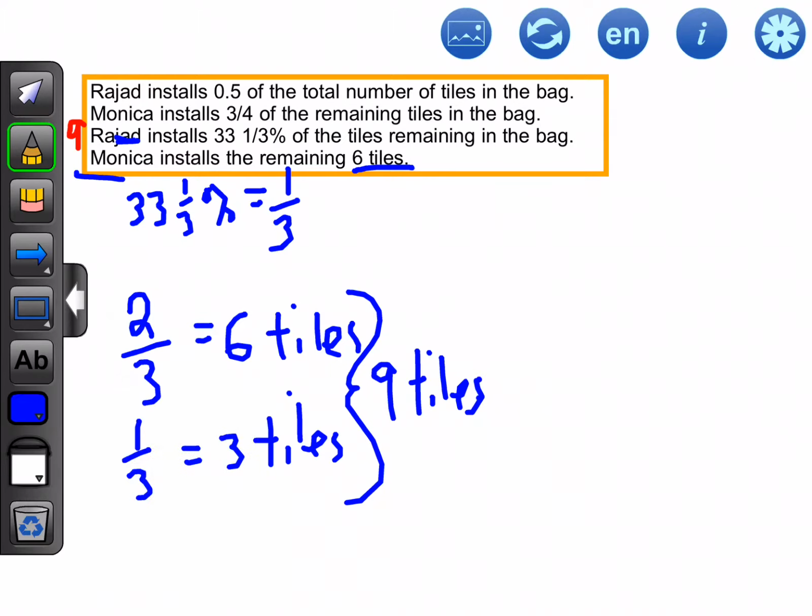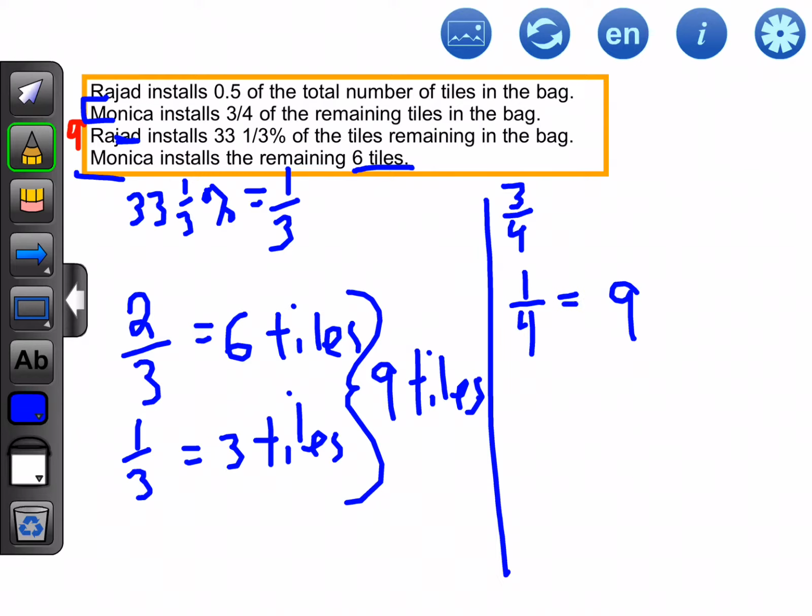So now we can look back at what happened here with Monica. Monica came along and she had some tiles in the bag. We don't know how many there were, but we know that she installed 3/4 of them. And after she installed 3/4, there were those 9 left. Okay? Now, if she installed 3/4, that must mean that she left 1/4 of what was there in the bag. And that 1/4 is 9.